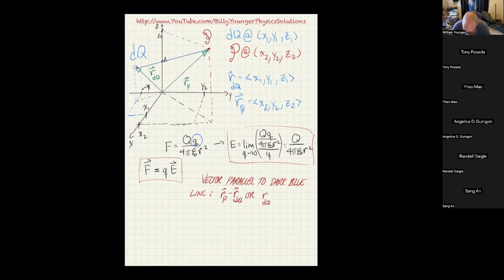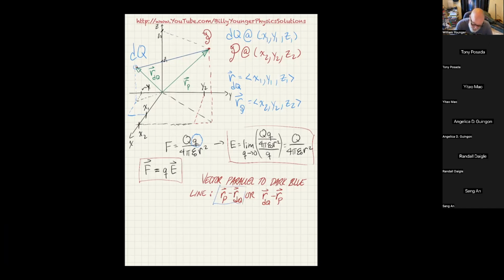r_dq minus r_P. Now, if we take r_P minus r_dq, then that vector would actually point from dq to P. And if I put a positive charge there, that's exactly the direction that the electric field should be acting, from dq to P if dq is really positive. And if dq turns out to be negative, guess what? It's going to be multiplied by a negative, so that would flip the vector around anyways. So it turns out that the correct vector to use is r_P minus r_dq. So this one right here. So that's what it is.